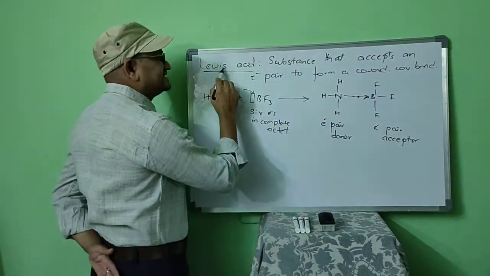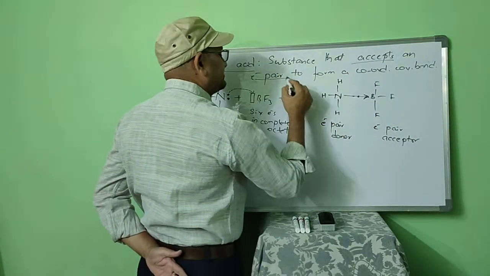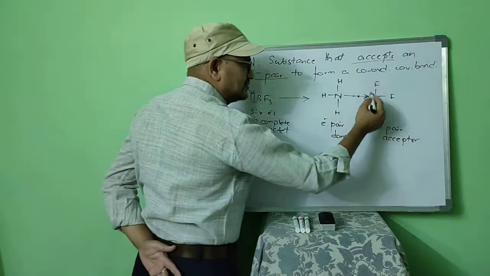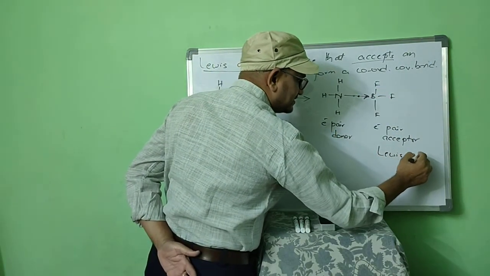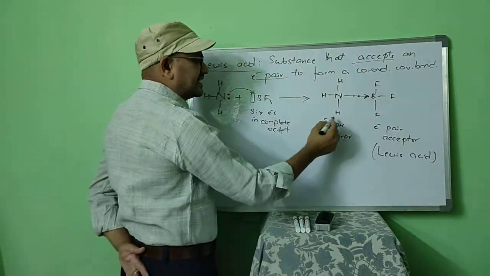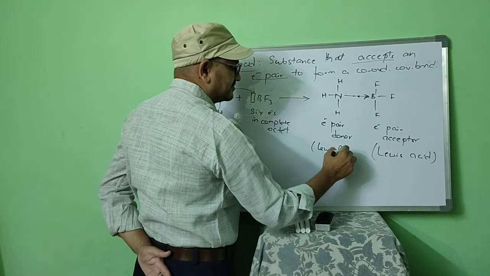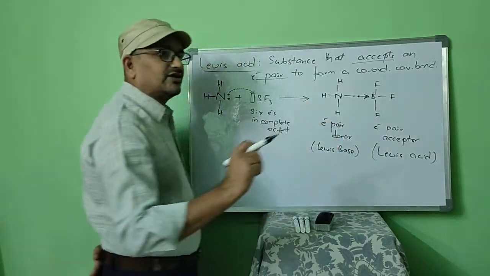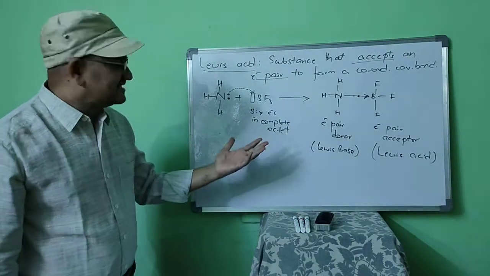According to the Lewis theory of acids and bases, an electron pair acceptor is said to be a Lewis acid. So this total species can be called a Lewis acid. And according to the Lewis theory of acids and bases, an electron pair donor is said to be a Lewis base. Electron pair donor is said to be what? Lewis base. Have you noticed this one?